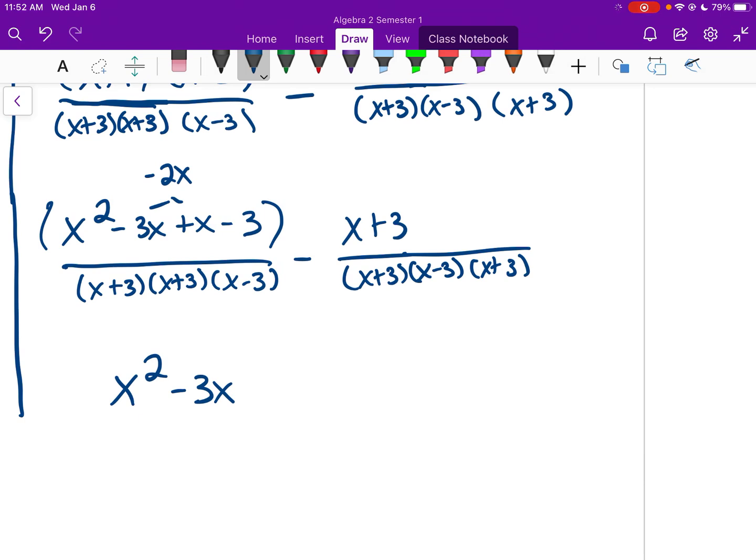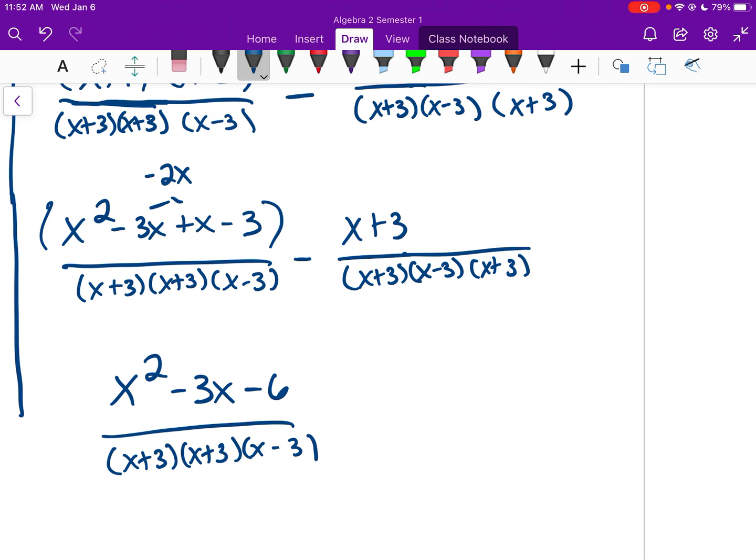Okay, negative 3 minus 3. We're going to get minus 6 over that x plus 3, x plus 3, x minus 3. And again, the denominator stays the same. Now, from there, let's double check that we cannot simplify.